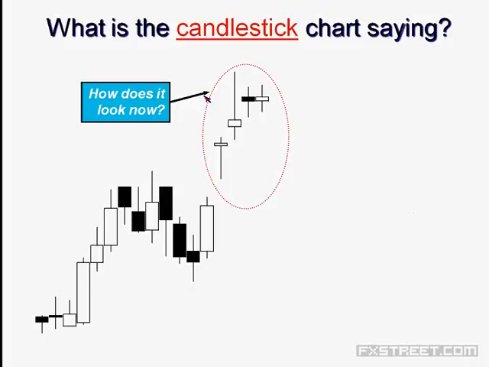And so, again, think of the boxing match between buyers and sellers. Who's in control? Who's losing control? So clearly, the buyers are losing control in terms of the real body and in terms of the shadow. Now, this wouldn't be a textbook reversal signal, but it would at least highlight the fact that you should start to be cautious on this particular market.